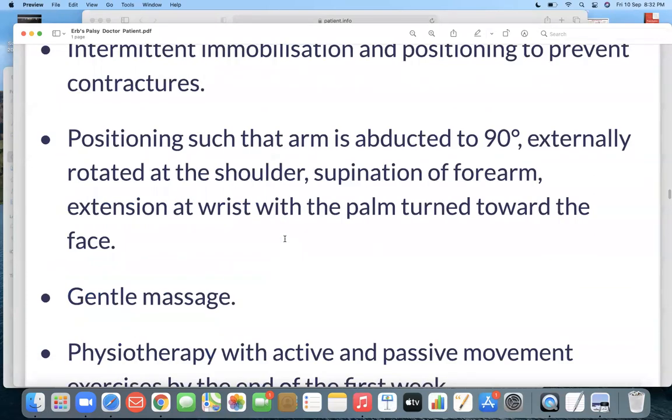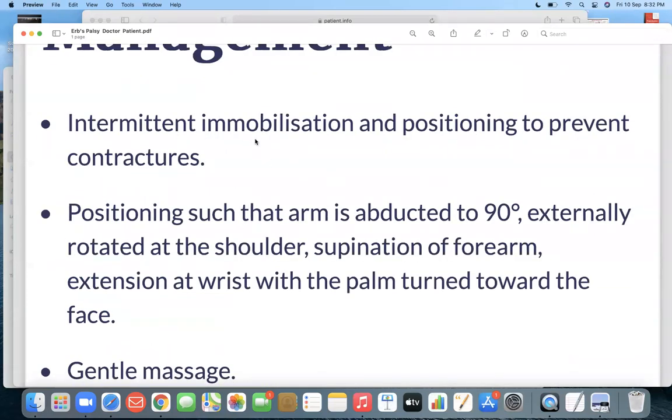Then the management. You will put intermittent immobilization and positioning to prevent contractures. If the child continuously keeps the hands like this, there will be contractures, so positioning has to be done. How do you do positioning? In the opposite direction. Now there is adduction, you will do abduction. There is internal rotation, you will do external rotation. And for pronation, you will do supination and extension at wrist with the palm turned towards the face.